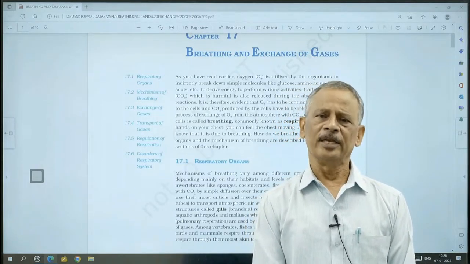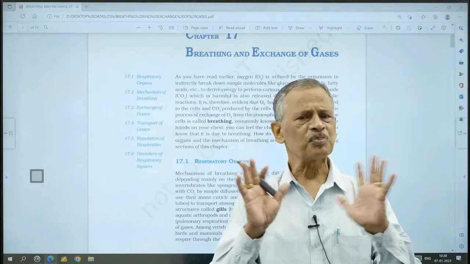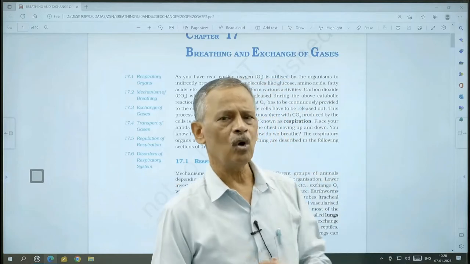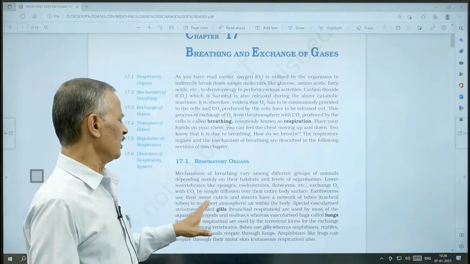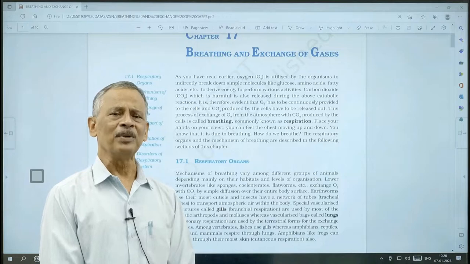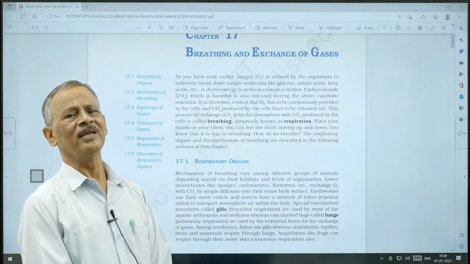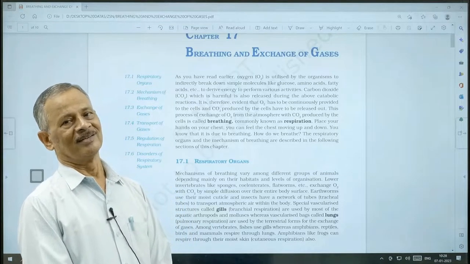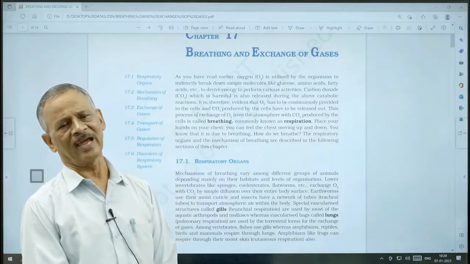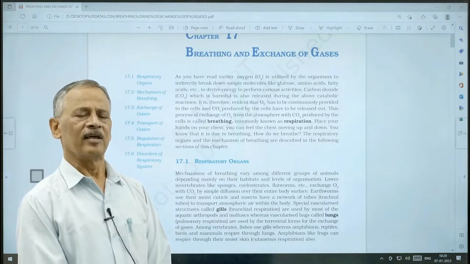So for example, in protozoans, sponges, cnidarians, etc., there is no special structure through which exchange of gases takes place. It occurs generally through the body surface. Whereas in others, which are more advanced, the body surface does not permit the exchange of gases because the body surface may be very thick, hard, or even covered by coverings like cuticle. So in such conditions, the skin or the general body surface cannot act as the exchange surface. In them, there will be special structures.